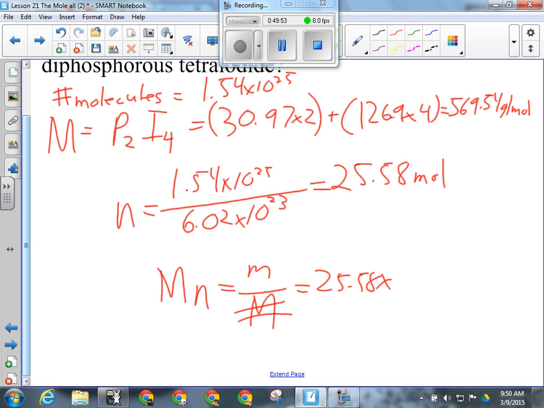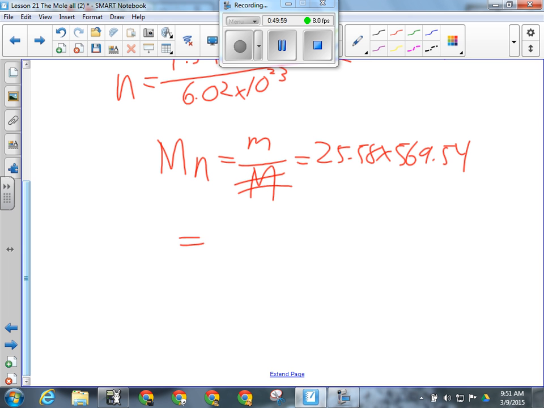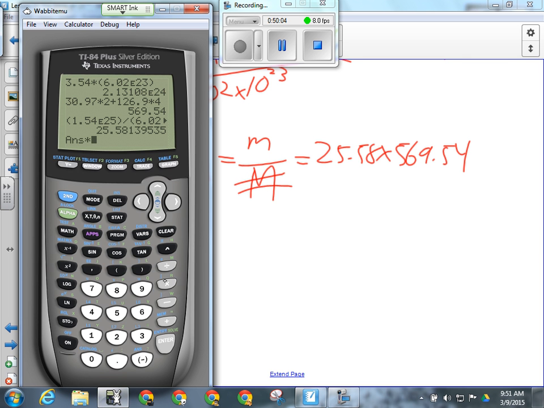25.58 multiplied by our 569.54, okay, which was our big M. Okay, so little m is going to equal 14,569.63 grams.